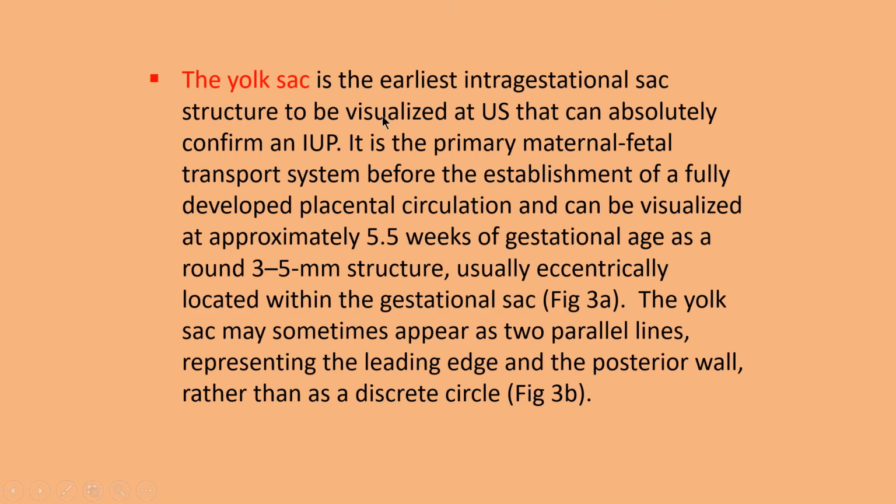The yolk sac. The yolk sac is the earliest intragestational sac structure to be visualized at ultrasound that can absolutely confirm an intrauterine pregnancy. It's the primary maternal fetal transport system before the establishment of a fully developed placental circulation and can be visualized at approximately 5.5 weeks of gestational age as a rounded 3 to 5 mm structure, usually eccentrically located within the gestational sac. The yolk sac may sometimes appear as two parallel lines, representing the leading edge and the posterior wall rather than a discrete circle.